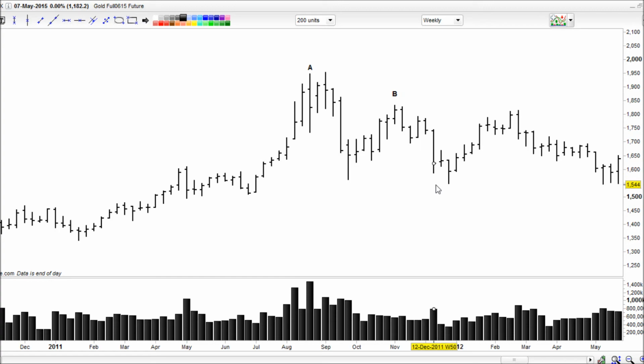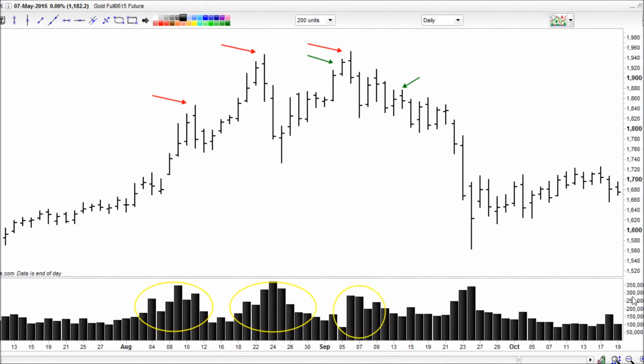So let's finally look at the daily chart, and we'll see what signs of weakness we have on that. Now on this daily chart, we can clearly see the swells of volume, which indicate where weakness was appearing, and I've circled them in yellow. Remember that the professionals don't just sell at the top, they sell on the way up to it as well, so that they'll have plenty of buyers that they can easily distribute to.